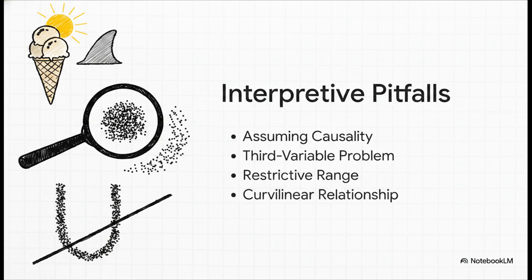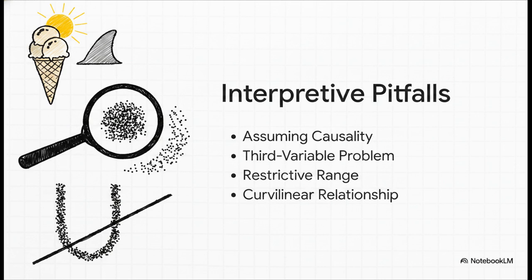First up, assuming causality. Look, just because ice cream sales and shark attacks go up at the exact same time doesn't mean eating ice cream literally causes shark attacks. Second, overlooking the third variable problem. In that ice cream and shark example, the hidden third variable is just summer heat. Everyone's at the beach.